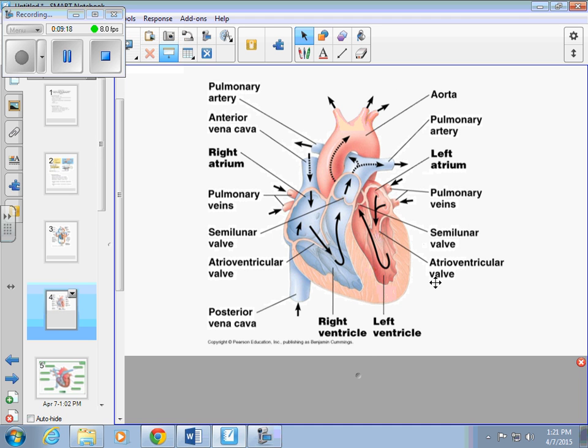So everything else we labeled on the other diagram, but I still want you to relabel everything on here and make sure you put the arrows, because knowing the flow of blood.